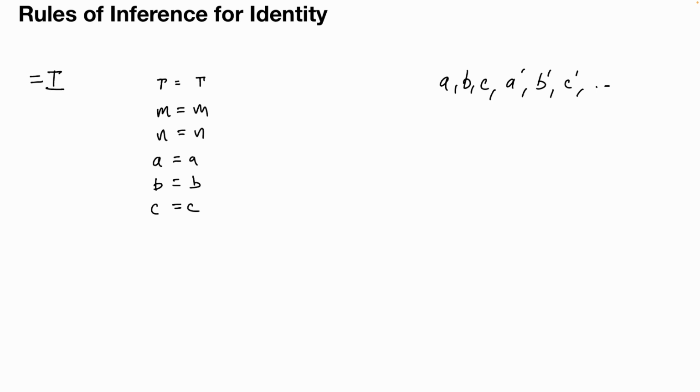Crucially, when you use the identity introduction rule to justify writing down an identity, the terms on either side of the identity sign have to be exactly the same. So this rule doesn't allow you to write down M equals N or A equals B. Sometimes you can derive a formula like that, but never just by an application of the identity introduction rule. This rule just allows the very boring M equals M or N equals N or A equals A and so on.